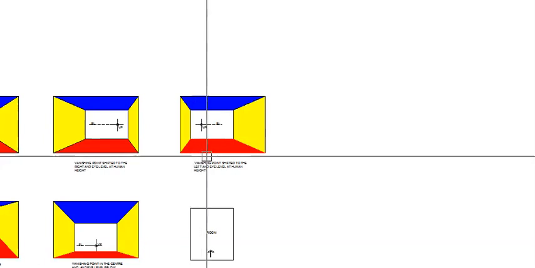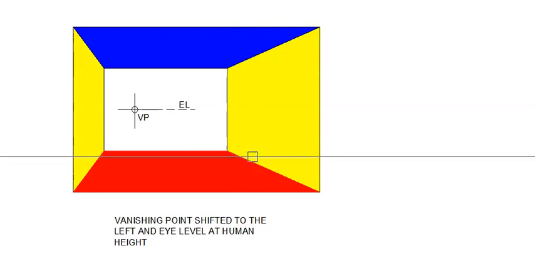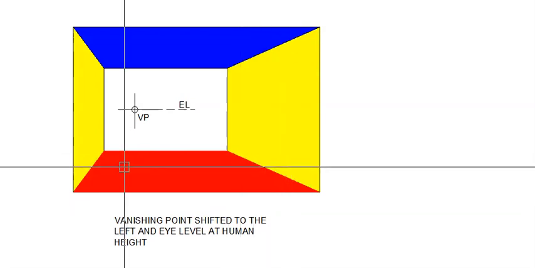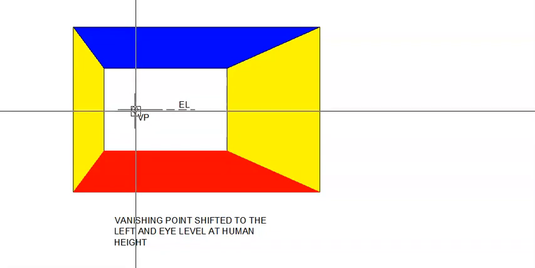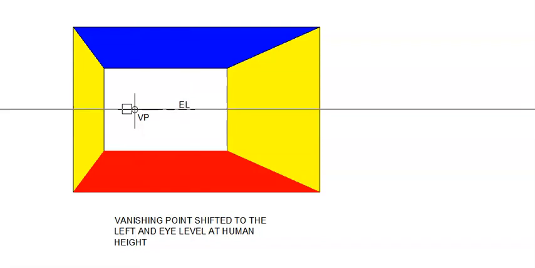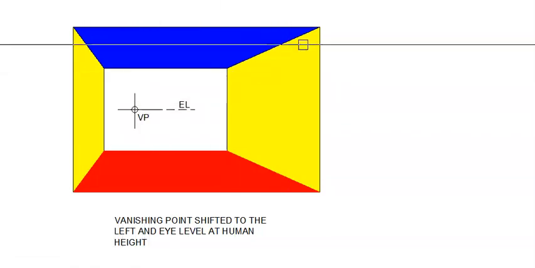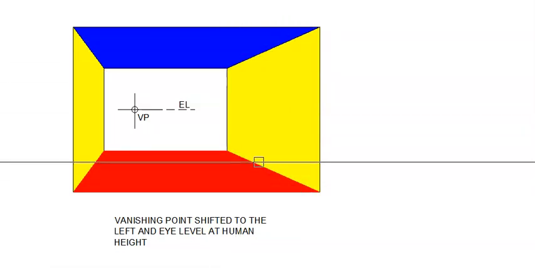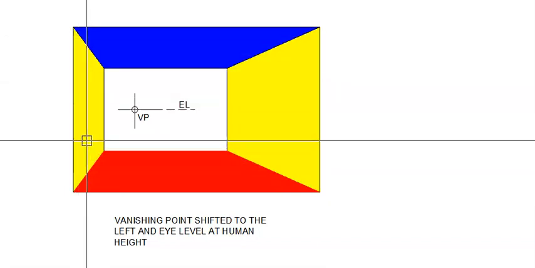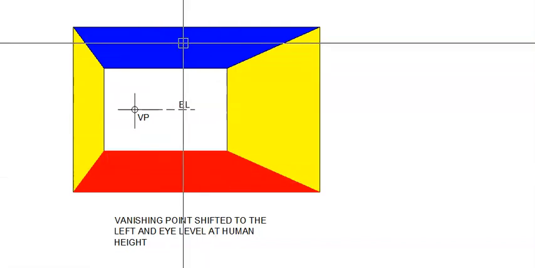Now let us see the next case scenario. Now in this case, you are not standing on the right hand side of the room, but you have shifted towards the left of the room, and this is the vanishing point, and the eye level is the same, the human eye level. Then what you are seeing is that the right hand side wall is looking bigger, or more area of the right hand side wall is seen, while less area of the left hand side wall is seen, while the ceiling and the floor look of similar area.